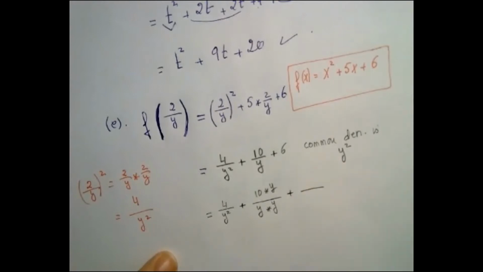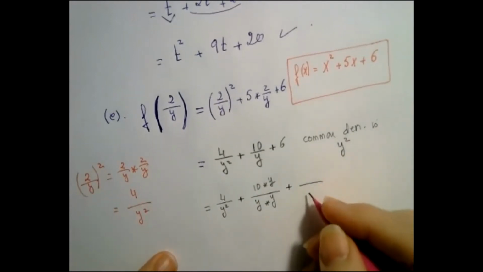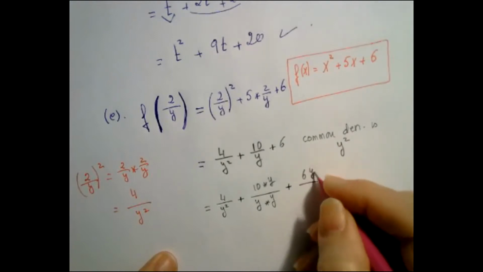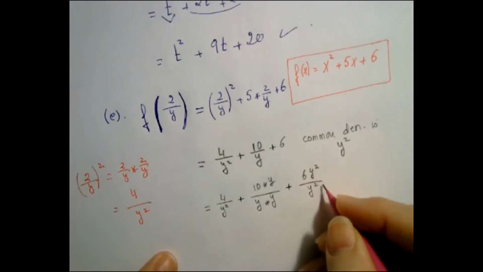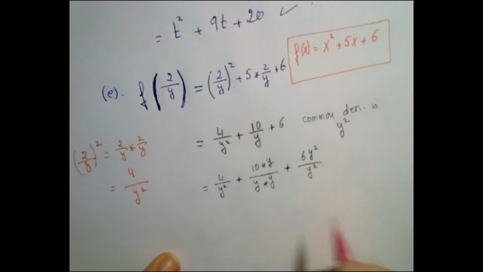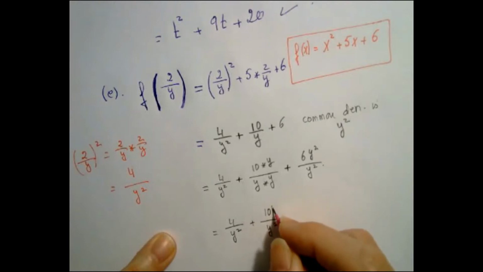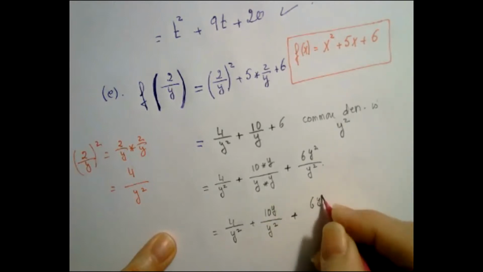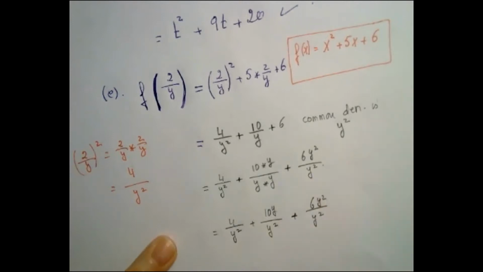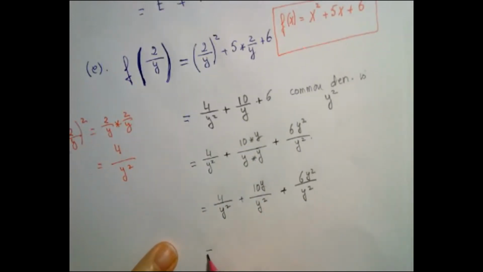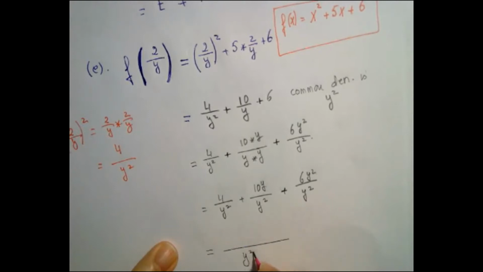Plus 6y squared. Now 6y squared over y squared. Now I am safe. My denominator is actually the same because y times y is y squared, and that becomes the 10y plus the 6y squared over the y squared. Now I have a common denominator of y squared, so I can combine the numerators. It's a 4 plus the 10y plus the 6y squared. Okay.